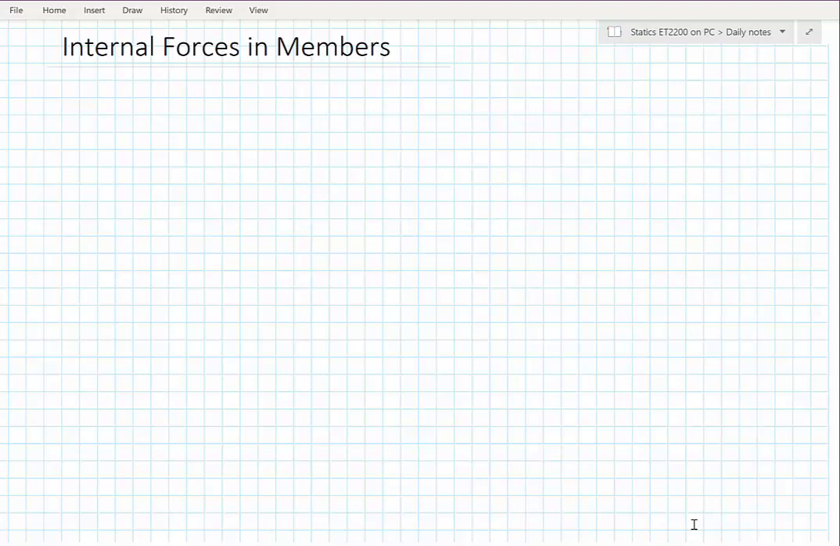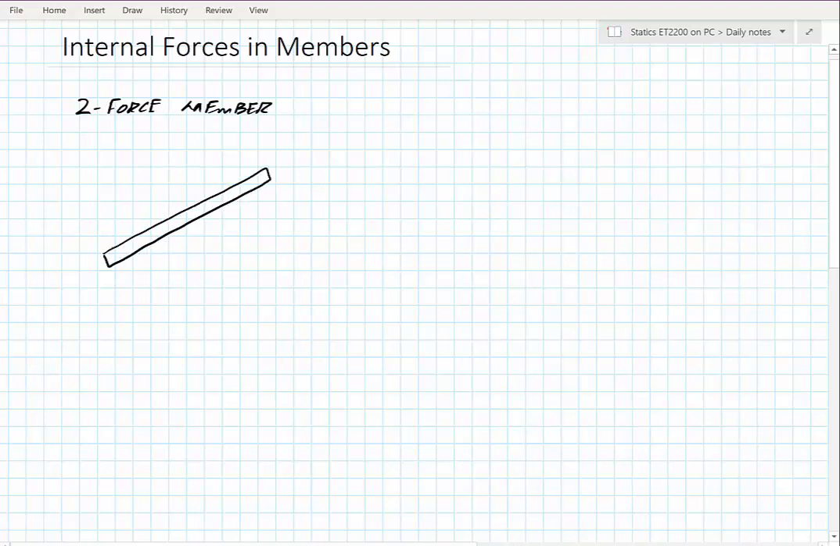All right, welcome everyone. In this video, what we're going to be looking at is internal forces in members. As a review, we have talked about the idea of a two-force member. We basically said a two-force member has to be in either tension or compression. So if I have a member that is being pulled on with some force, this is supposed to be in line, equal and opposite force. What internal forces are is what's going on inside this member.